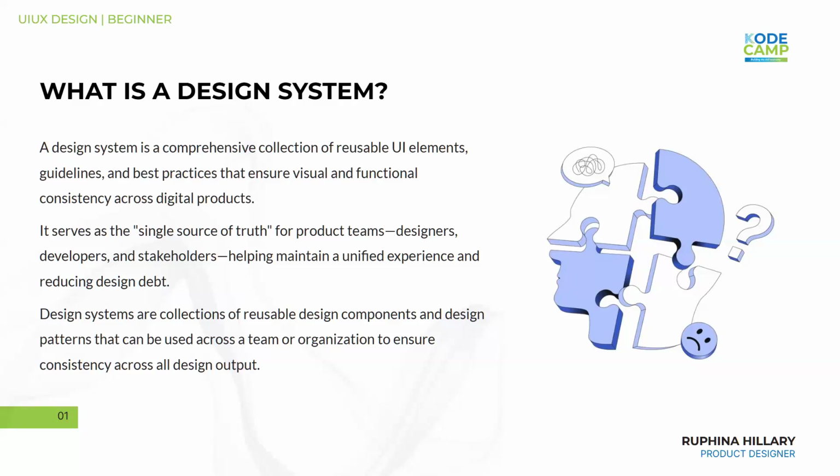If you remember from the visual hierarchy class, we talked about repetition. So design is repetitive. There are some elements, some components that we're going to just keep using over and over again to ensure that we are being consistent in the digital product that we are creating. Now, that is what a design system helps us to do. So it's simply a collection, just think of the word collection of UI elements, guidelines, and best practices that help us to ensure visual and functional consistency across digital products, right?